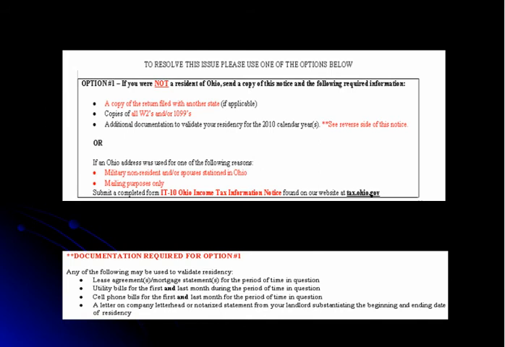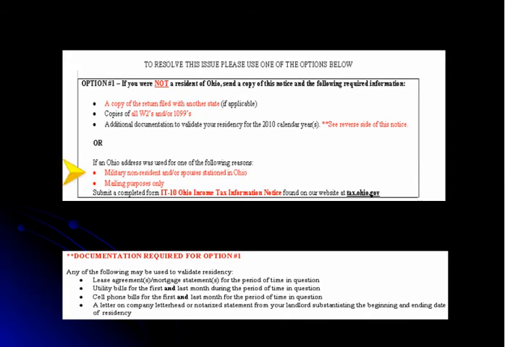If you lived in a state that does not have an income tax, you will not be able to provide a state income tax return. Instead, please provide documentation of your residency. There is a list of acceptable items on the back of the notice. It is important that the documentation provided shows the physical address and covers the beginning and end of the tax year or years on the notice.